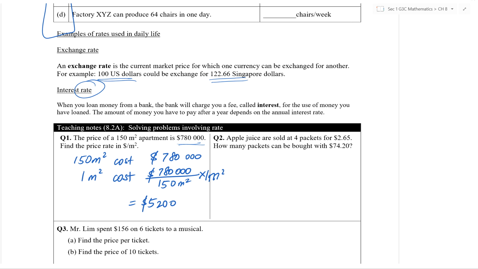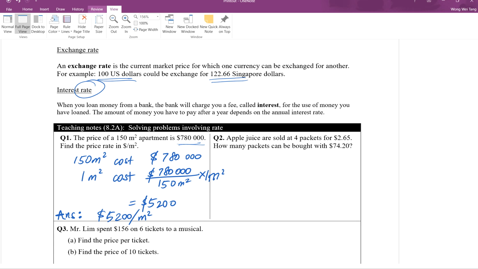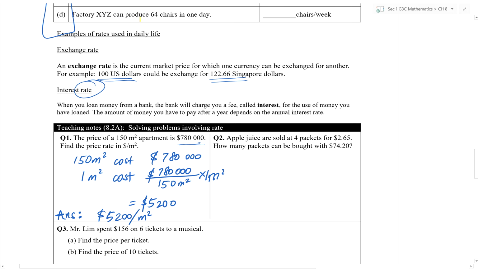Okay, so our final answer is. This is not the final answer yet. This is not the final answer. We still need a final statement. 5,200 per square meter. Not yet, this is not 1 million yet.